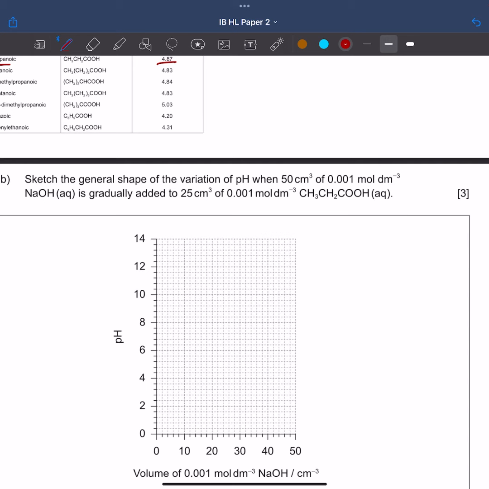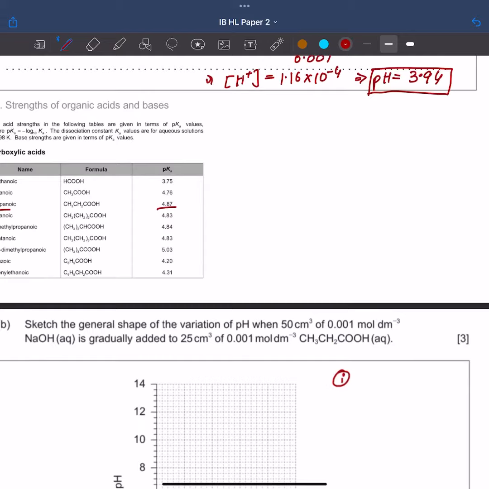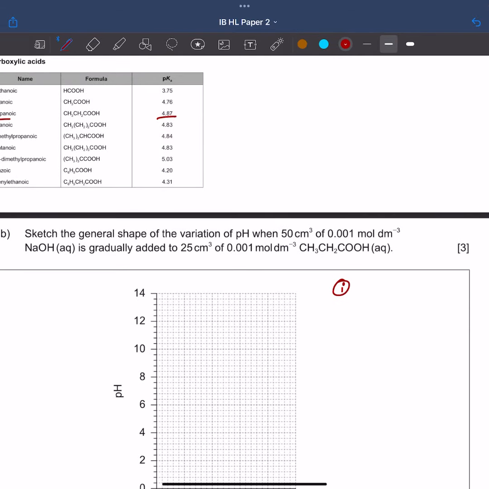We have to draw the general shape of variation of pH when 50 centimeter cube of 0.01 mole per dm cube NaOH is added to 25 centimeter cube of 0.001 CH3COOH. Now we have to make some observations here. For example, the initial pH will start with 3.94, as initially you have 25 centimeter cube of 0.001 mole per dm cube of propanoic acid. So initial pH will be equal to 3.94, or you can also write it as 4.